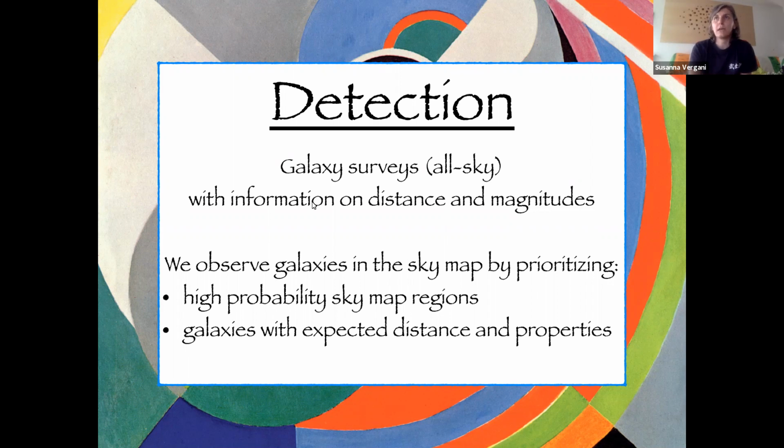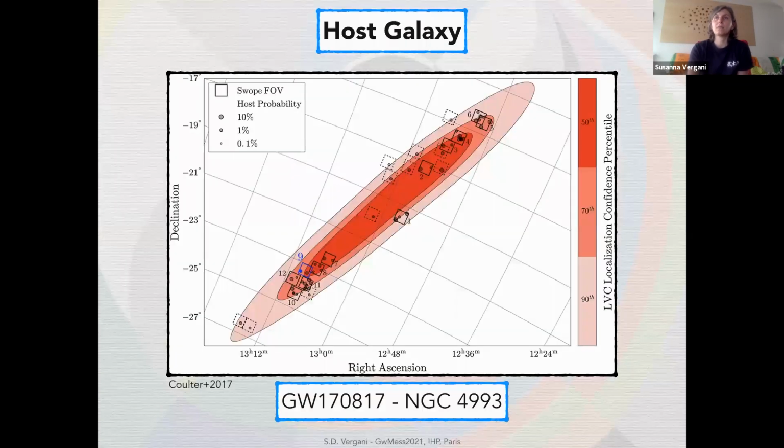So I will use the catalogs of these galaxy surveys as a basis, and I will observe galaxies in the sky map that I have from the LIGO Virgo alert by prioritizing the high probability sky map regions and the galaxies that have the expected distance and properties following the models and the distance information, okay? This is exactly what has been done for GW170817. I show you here the sky map, okay? And the dots here are the galaxies that had the right distance, okay? And their size is proportional to the most probable properties corresponding to the possible host galaxy, okay?